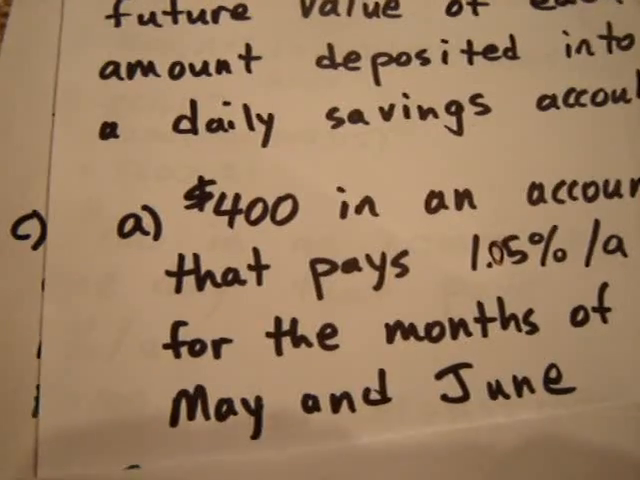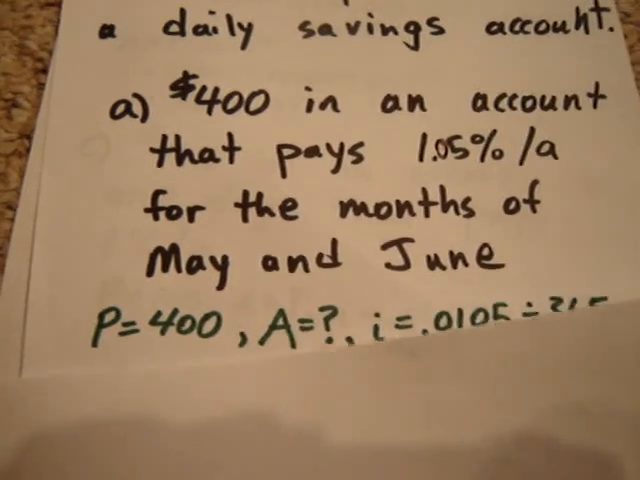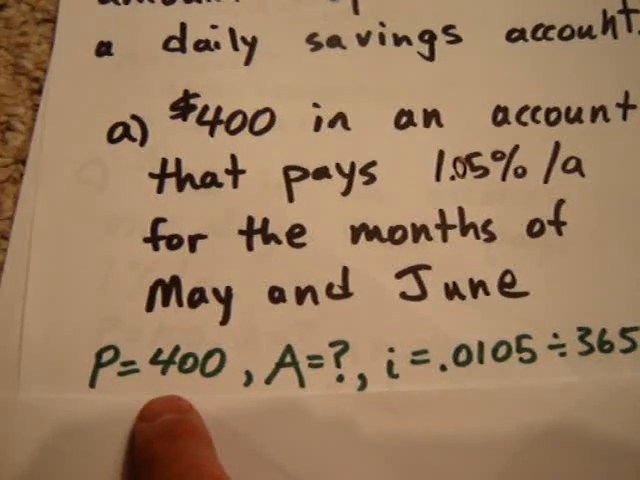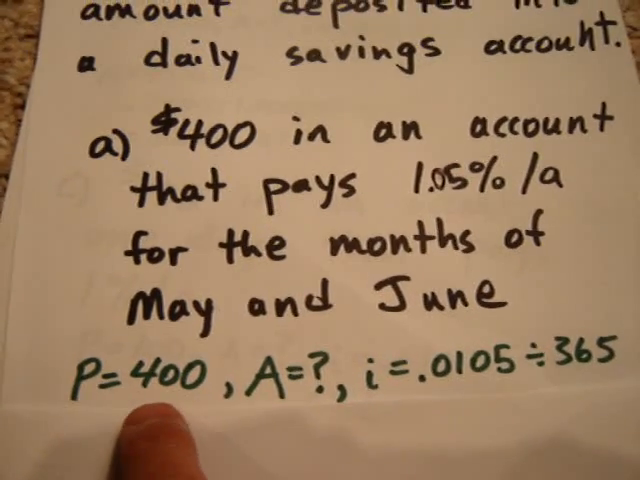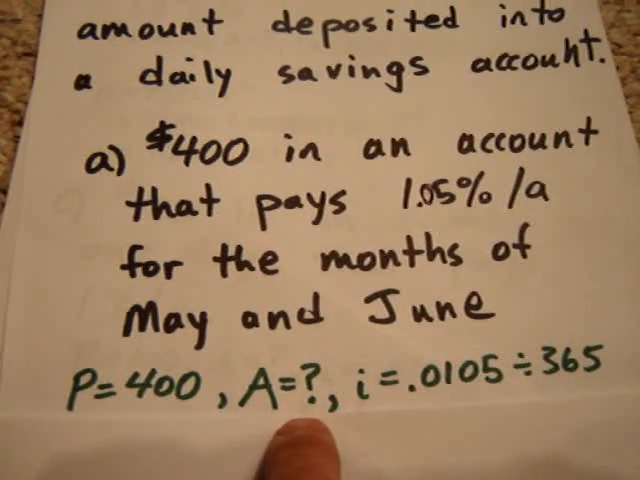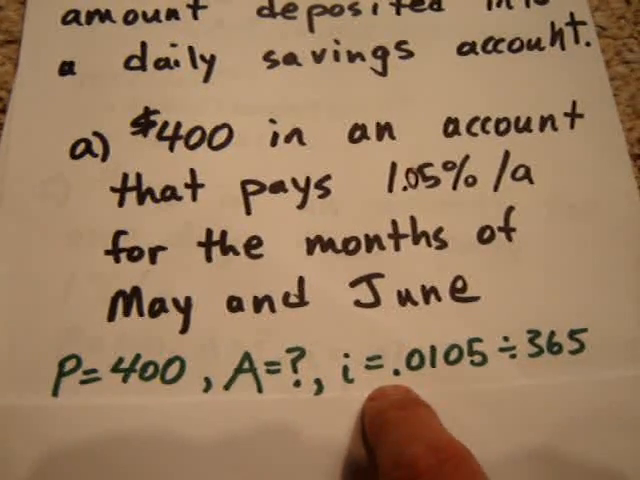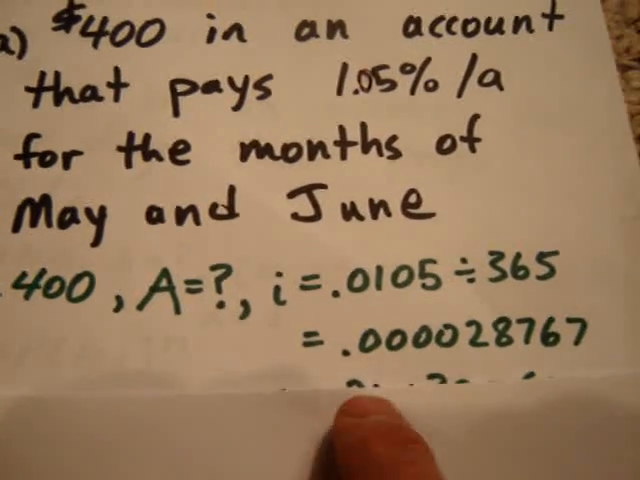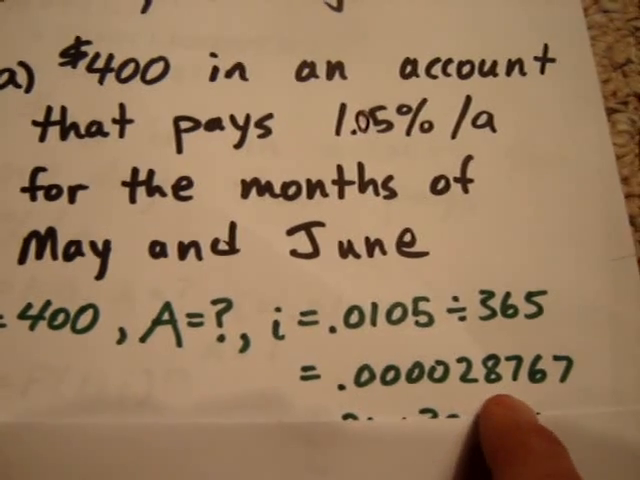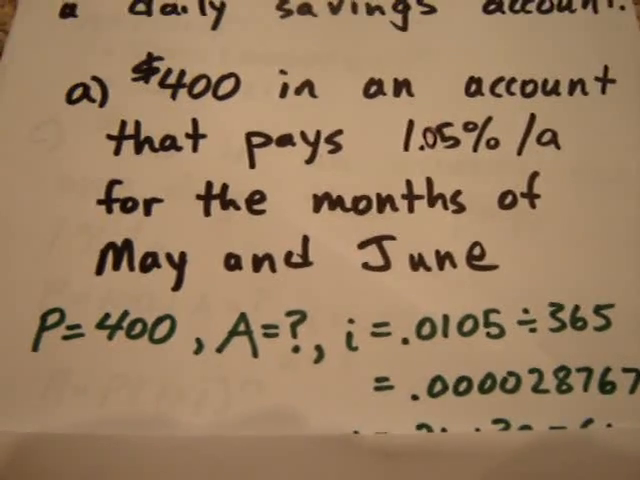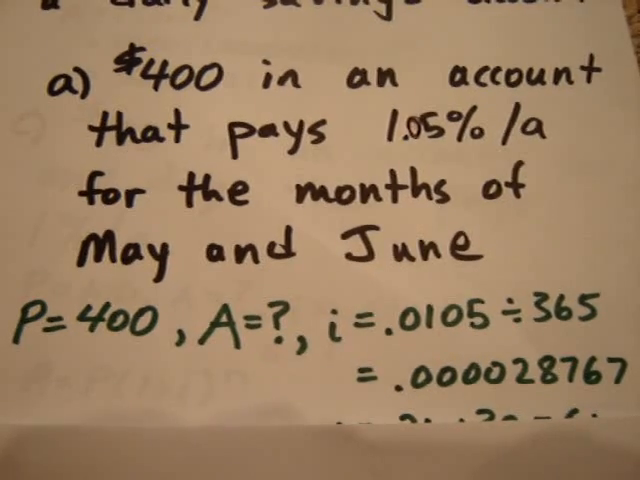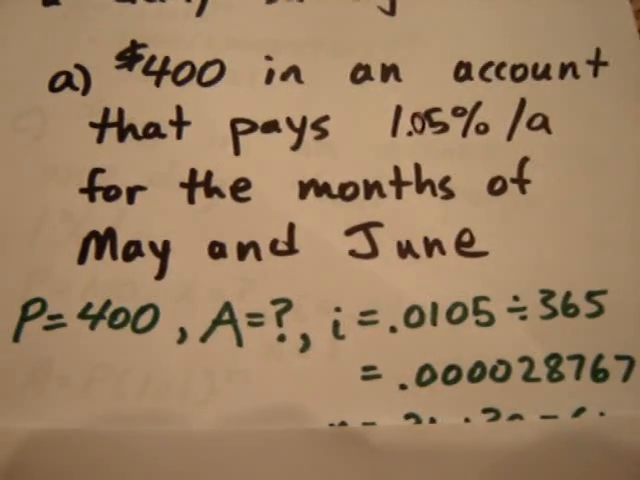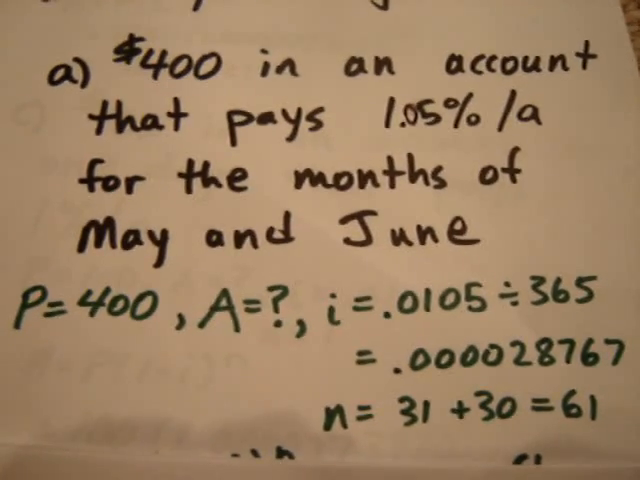So we begin our solution by doing a typical compound interest response. Our initial amount is $400 and we don't know our final amount. And our little letter I is 0.0105 divided by 365, which is 0.000028767. Our little variable n is equal to 61 because there are 31 days in May and 30 days in June. So n is 61.